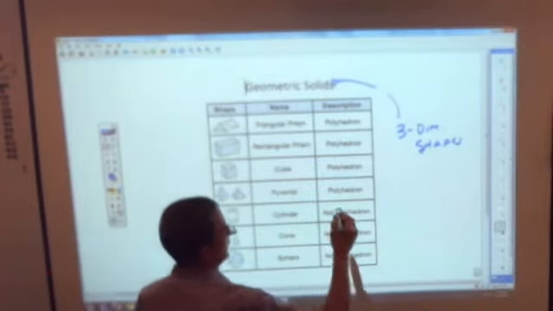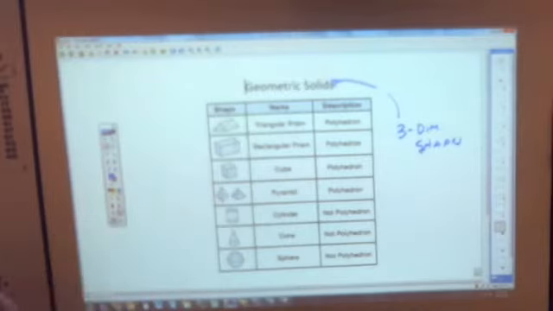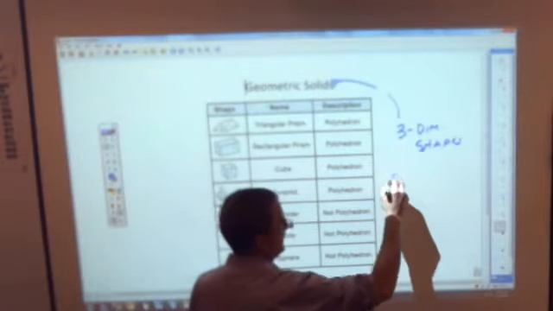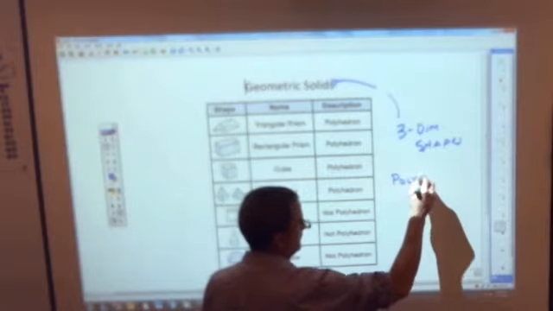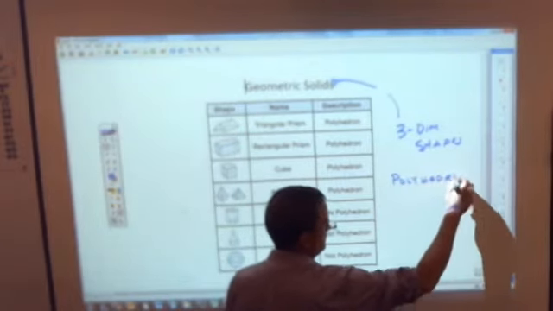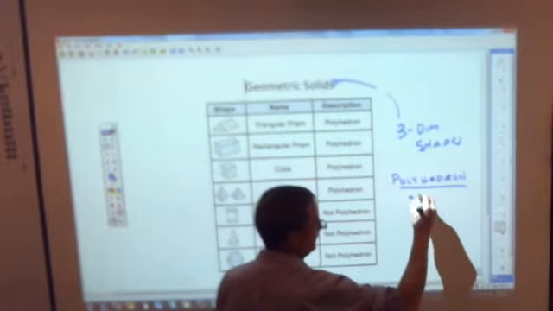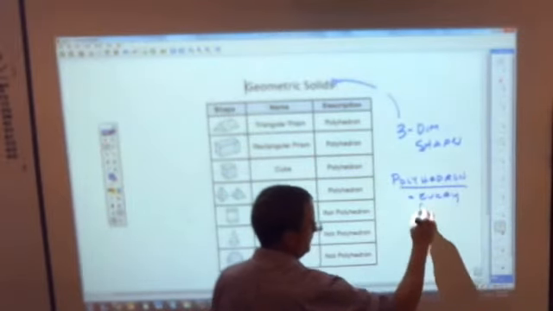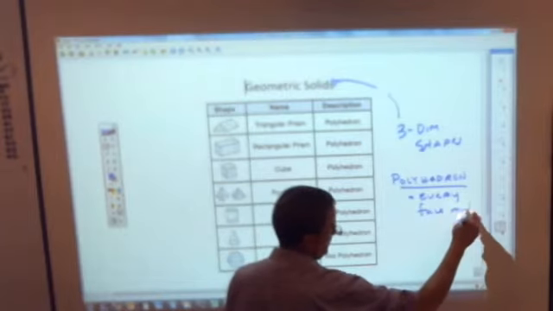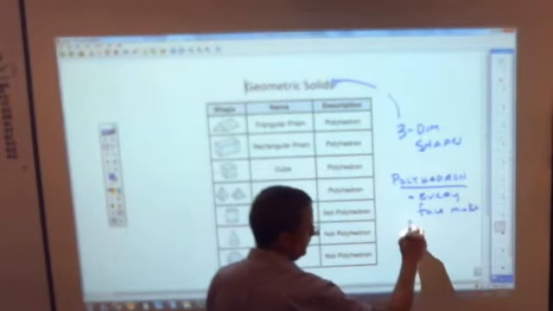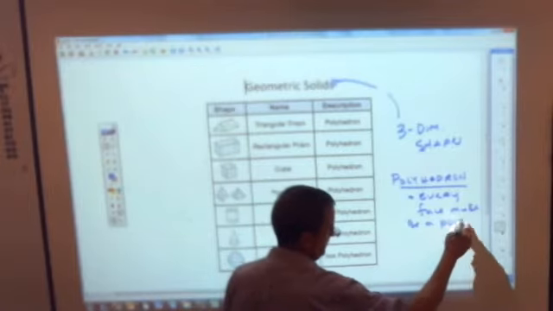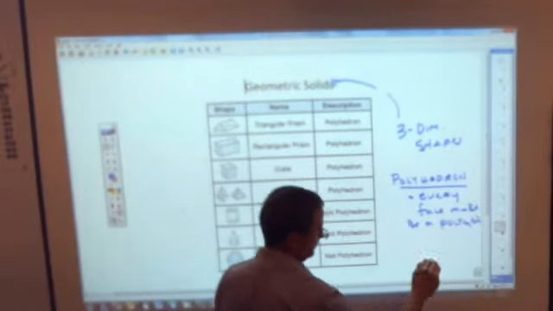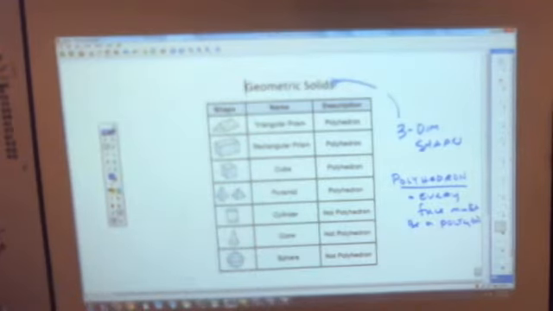I guess we should probably talk about the difference between a polyhedron and a not a polyhedron. For something to be a polyhedron, every face must be a polygon. I suppose before we talk about that, we have to talk about faces. Well, faces are the sides. We'll get to that in a minute.